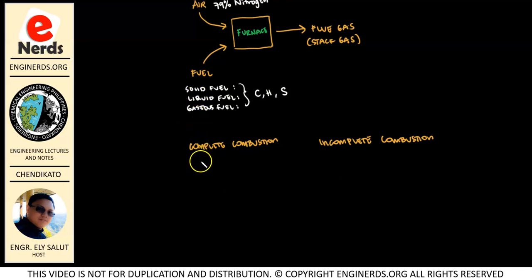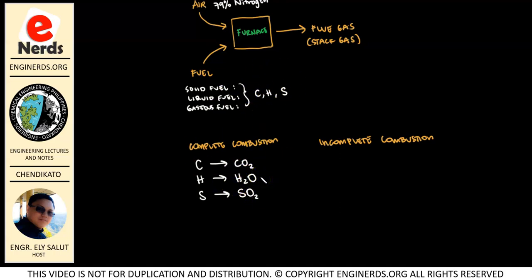That means all of our carbon has been converted to carbon dioxide. All of our hydrogen has been converted to water. And all of our sulfur is converted to SO2. So, dito sa ating fuel, if we have complete combustion, lahat ng carbon na nandito sa ating fuel has been converted to CO2. Lahat ng hydrogen ay naging water at ang lahat ng sulfur ay naging SO2.